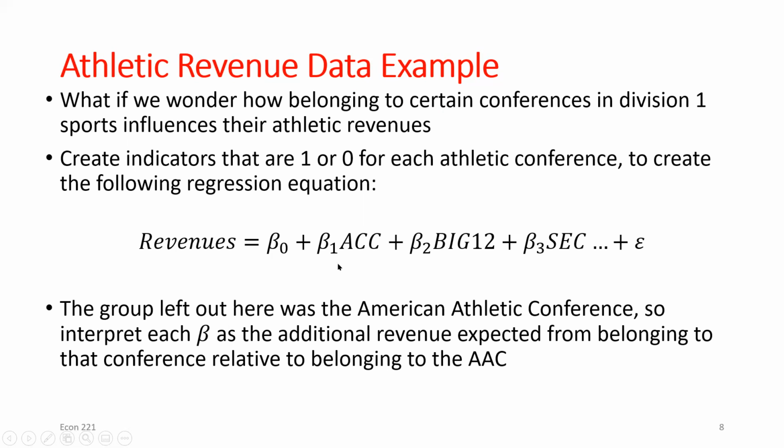So every coefficient here, or every beta, we sometimes use these betas to represent our coefficients. The coefficient beta 1 would be the expected or predicted increase in revenue if a team belonged to the ACC relative to being in the American Athletic.